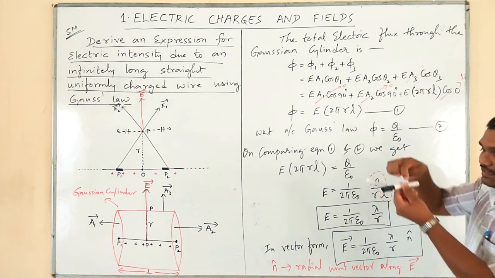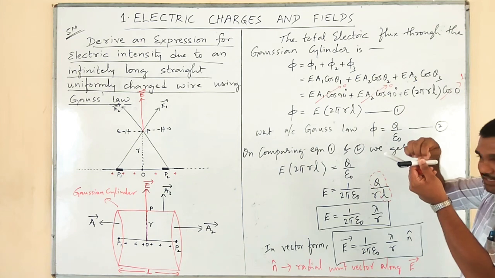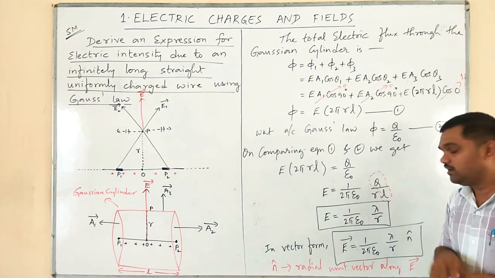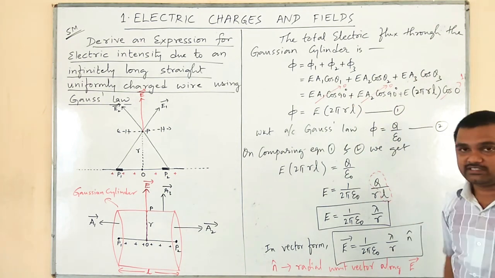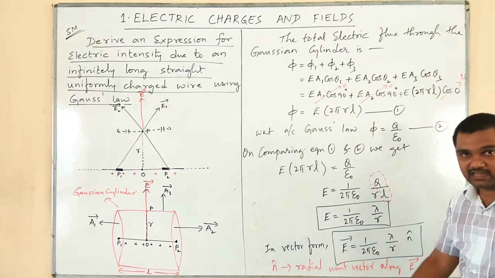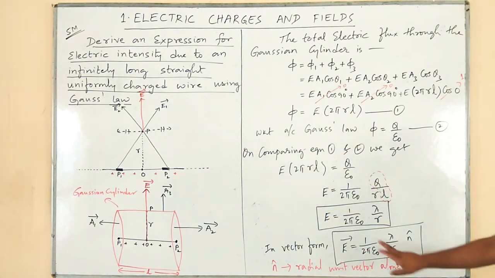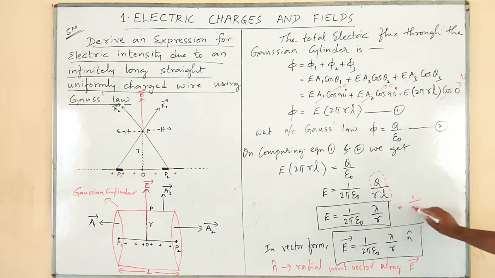This n vector is perpendicular to that curved surface at that given point. Okay, it is going upwards in the direction of the electric field. Otherwise, one can also write this equation as 1 by 4 pi epsilon naught, 2 lambda divided by R.